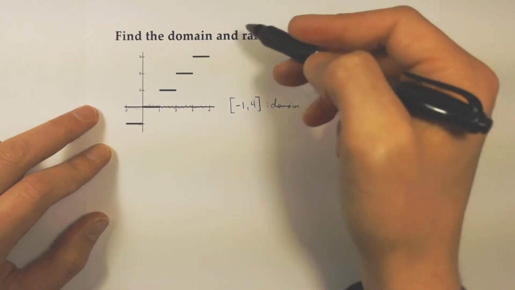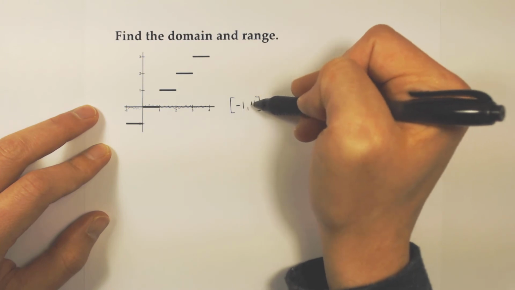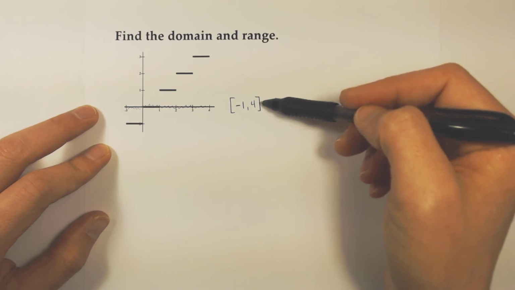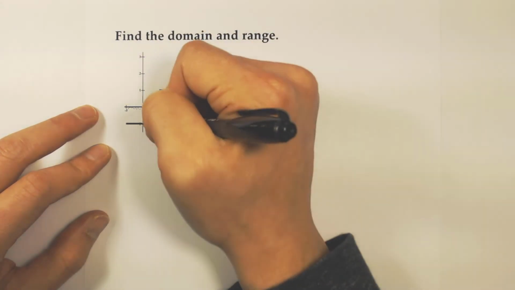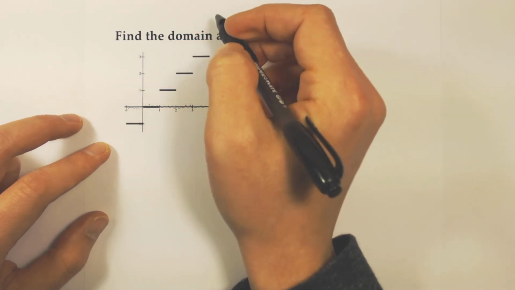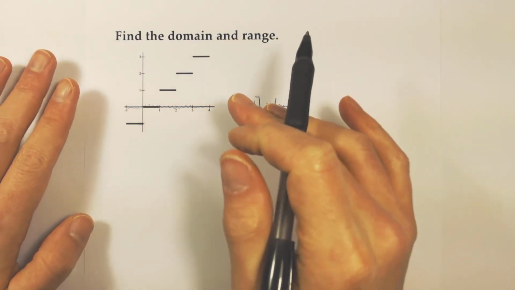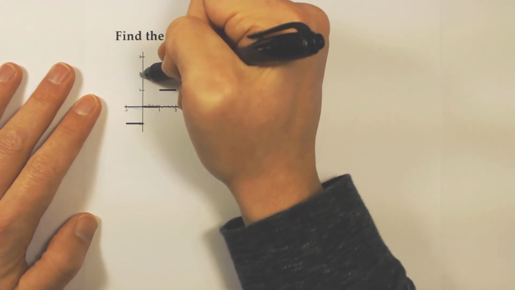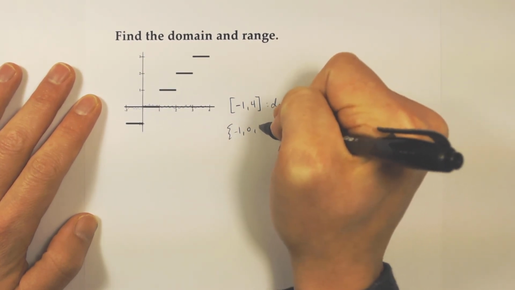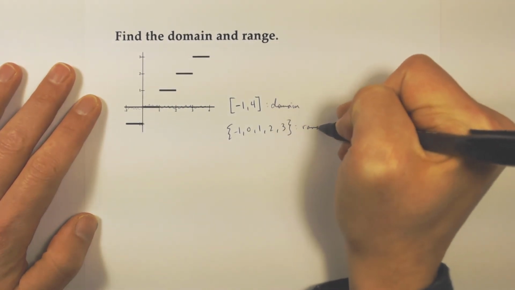The range is different because of the stepwise nature of this graph. So while there's an infinite number of x values here, everything between -1 and 4, there's only actually 5 y values that are included. -1, 0, 1, 2, and 3. And likewise, if you took the graph and smashed it into the y-axis, then there'd only be 1, 2, 3, 4, 5 things covered. So we go -1, 0, 1, 2, 3. So that is the range.